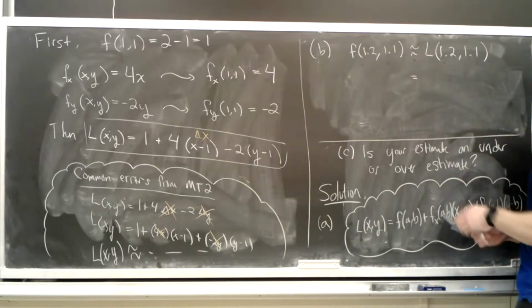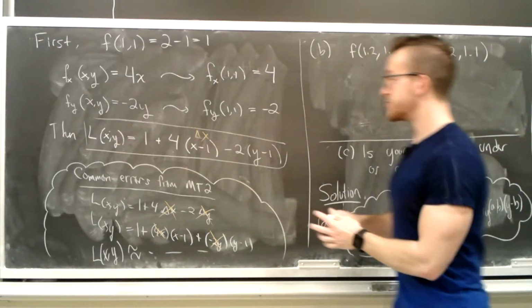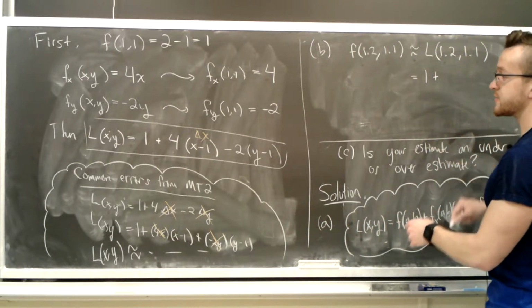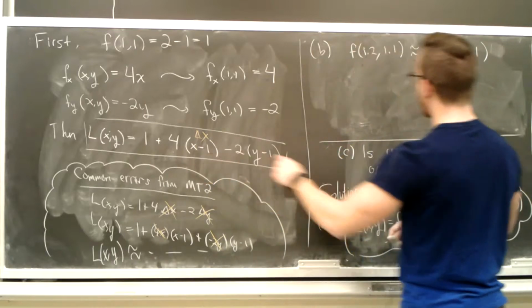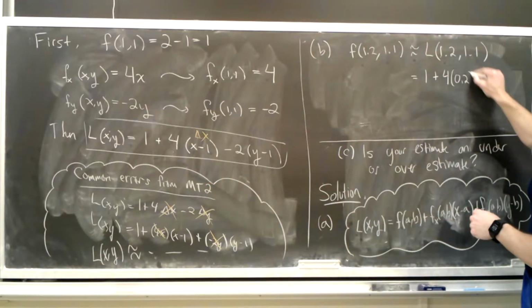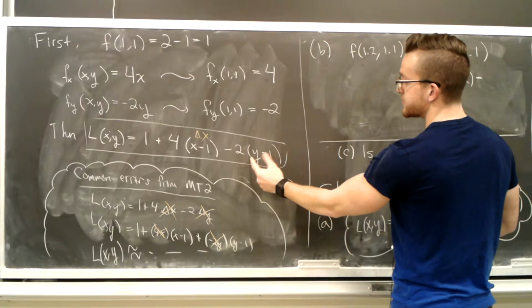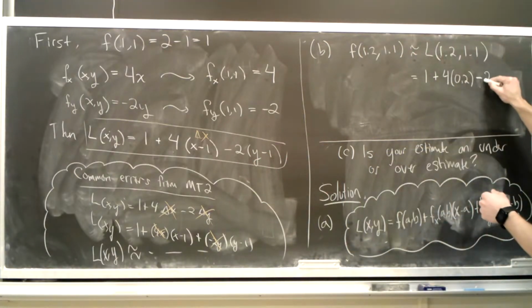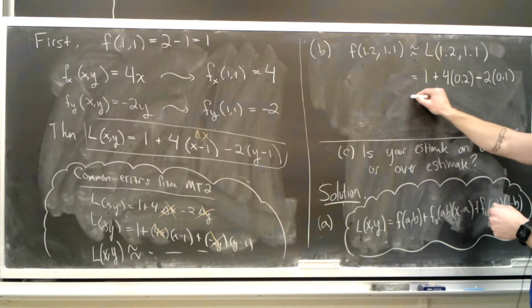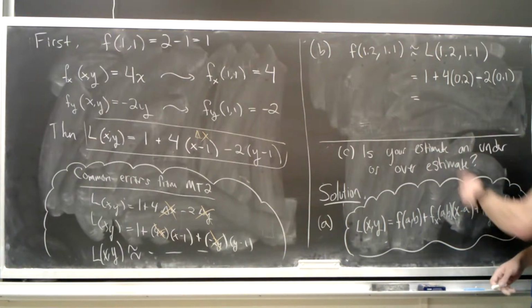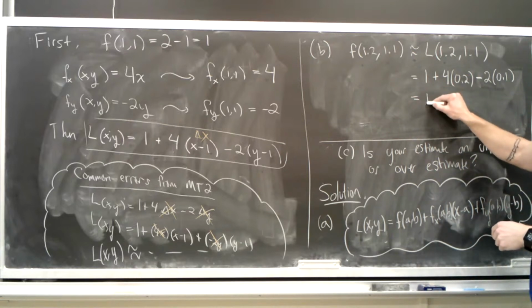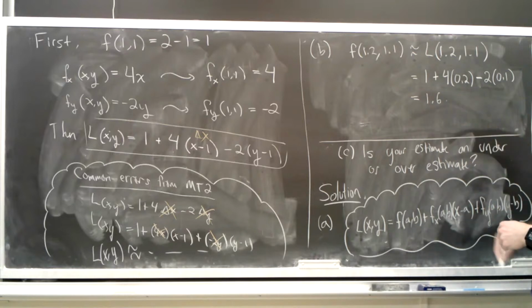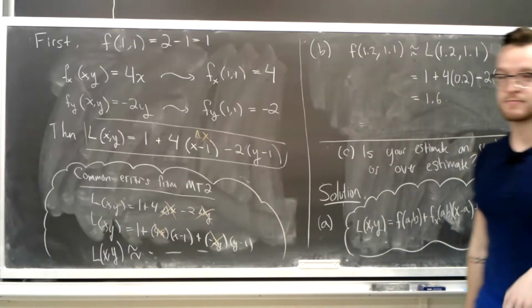Anyway, so plug in 1.2 and 1.1 into the linearization here, and you'll get 1 plus 4 times 1.2 minus 1 is 0.2. And then minus 2 times 1.1 minus 1 is 0.1. Then I guess we could simplify this. 1.8 minus 0.2 is probably 1.6. Nice. All right, part B.